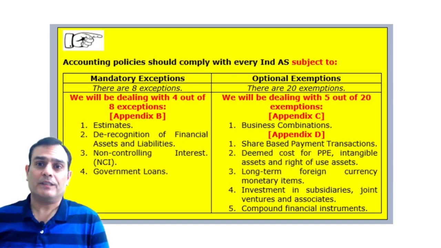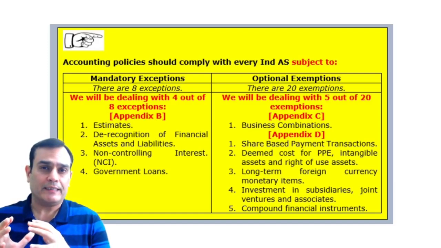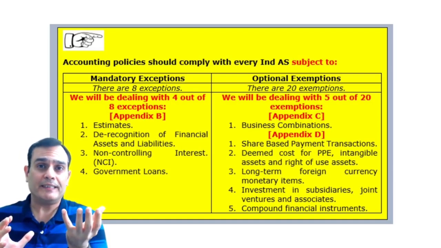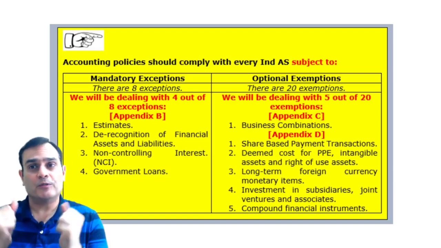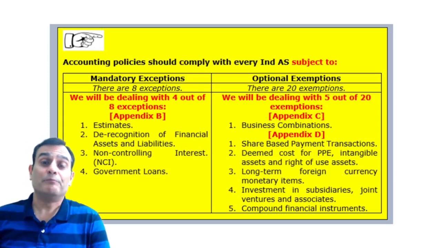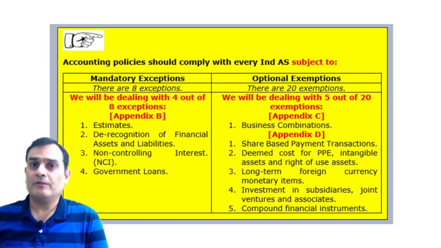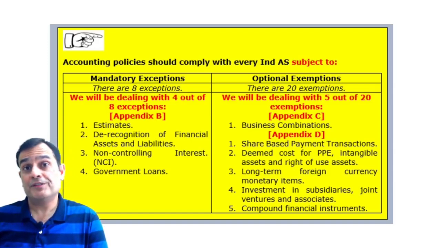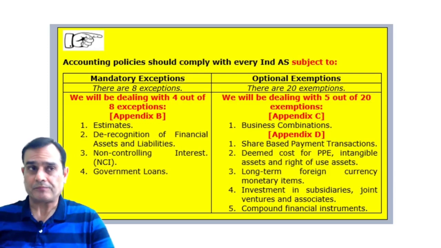Well, as you can see, there is a chart which has two headings. One is the mandatory exceptions. Mind the words, the word is mandatory exceptions, and the other is what you call the optional exemptions. Now, first of all, let's understand what is a mandatory exception and what is an optional exemption.